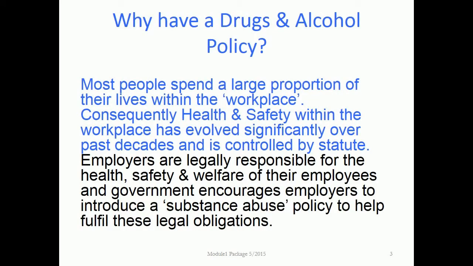Why have a drugs and alcohol policy? Most people spend a large proportion of their lives within the workplace. Consequently, health and safety within the workplace has evolved significantly over past decades and is controlled by statute. Employers are legally responsible for the health, safety and welfare of their employees, and government encourages employers to introduce a substance abuse policy to help fulfill these legal obligations.